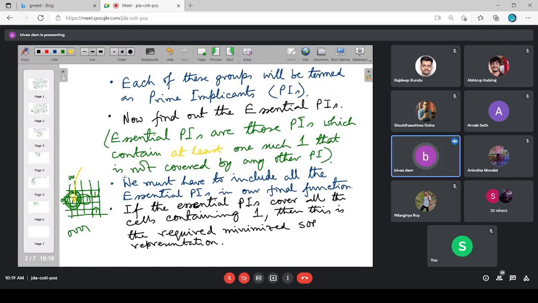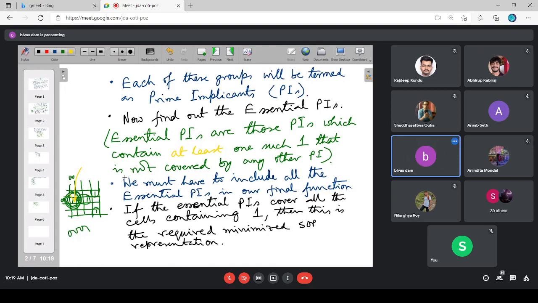Or rather, there are certain other PIs which are totally redundant, which are not at all required. So first we'll target what are the essential PIs. There will definitely be certain non-essential PIs also, where all the constituent cells are being covered by more than one PI.